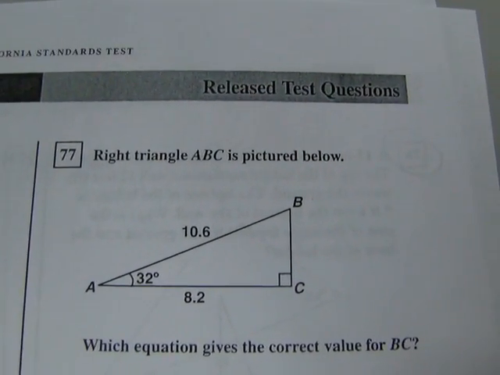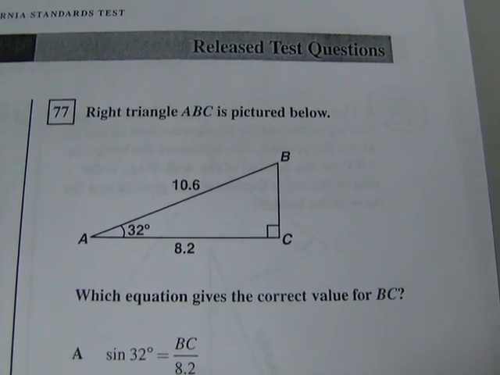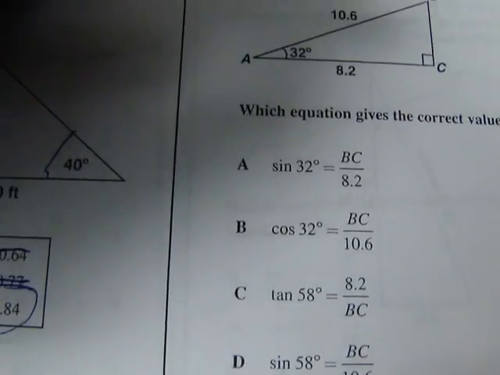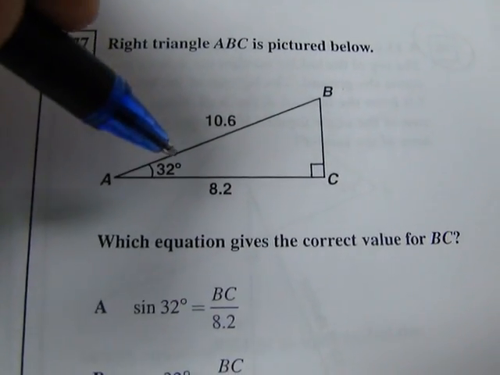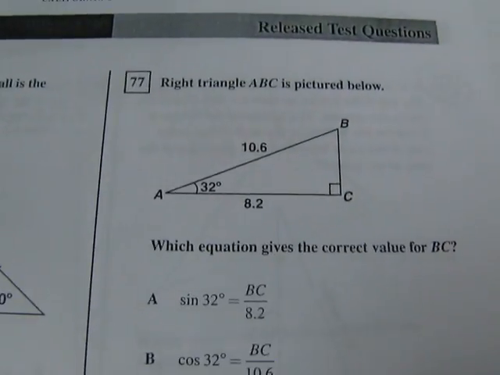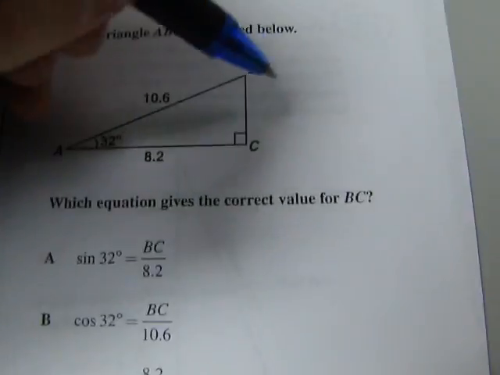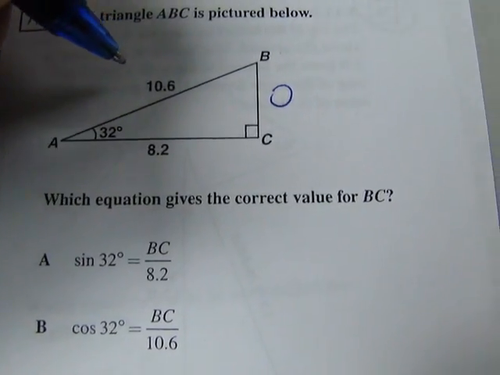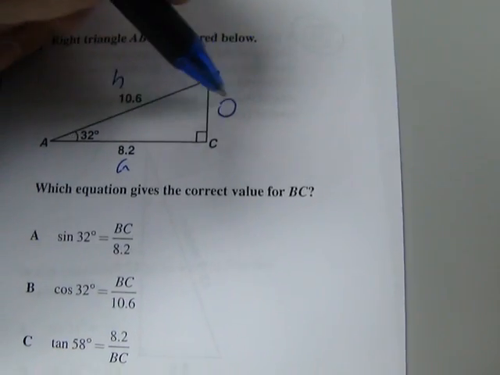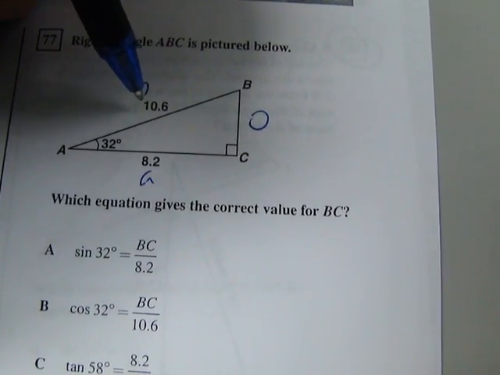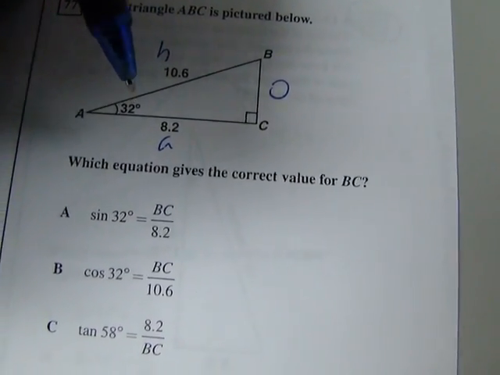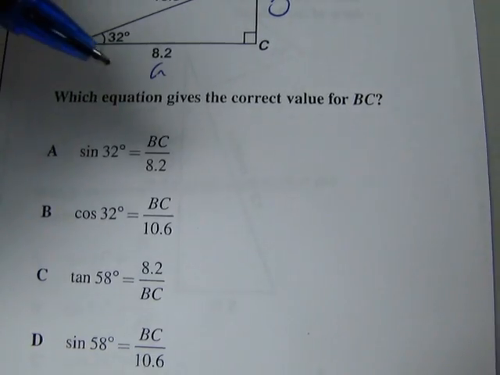Right triangle ABC is pictured below. Which equation is correct for BC? Okay, so this one has a little bit of a trick to it. But if we're using this as our angle of record, then to find BC, you can say that BC, of course, is the opposite, and this is the hypotenuse, and this is the adjacent. So you can say that BC over AB is the sine of 32. Okay, so let's see, sine of 32, BC over AB.